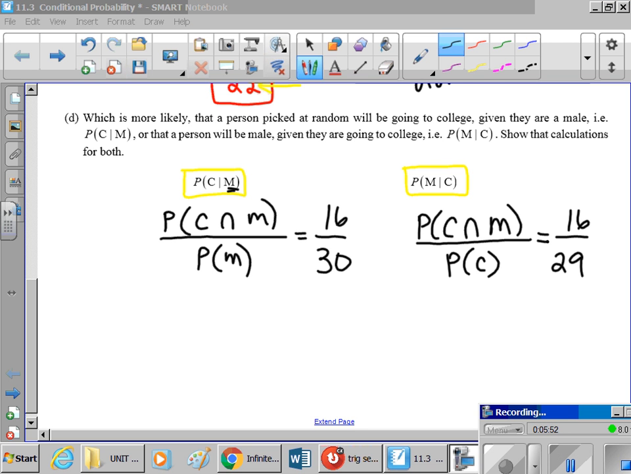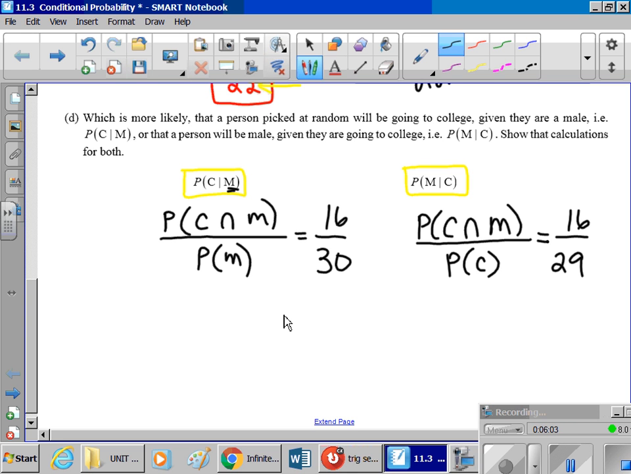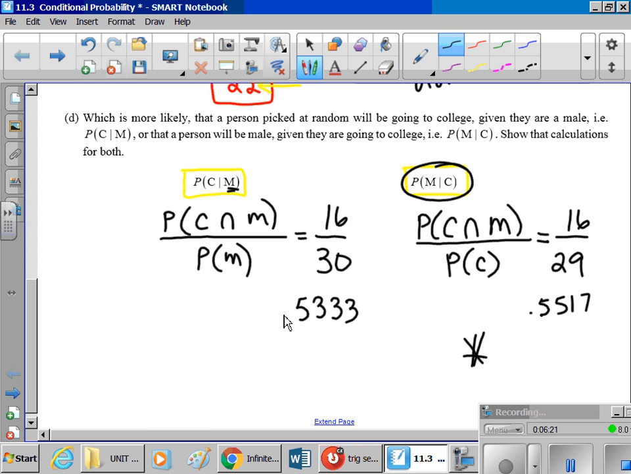All right, so if you recognize what these are equal to, 16 divided by 30 is 0.5333. 16 divided by 29 is 0.5517. So you can see it's more likely that this one is true, male, given that they're going to college. Your calculator can help you determine which is the larger fraction if you need some help with that.